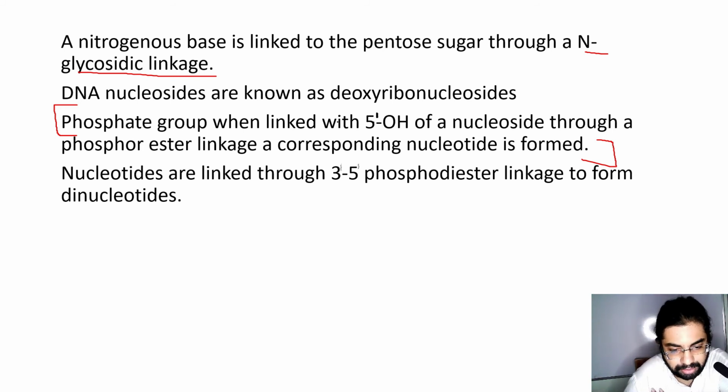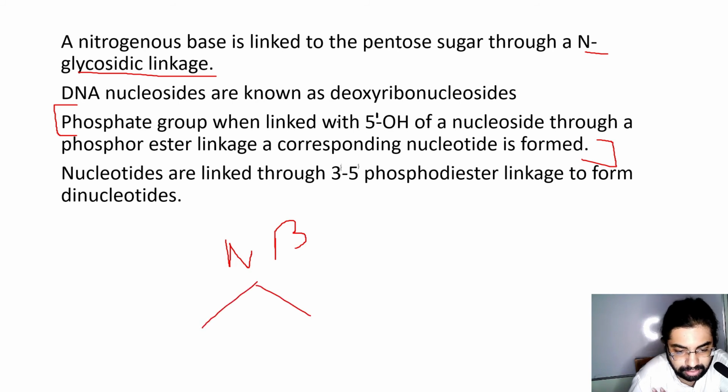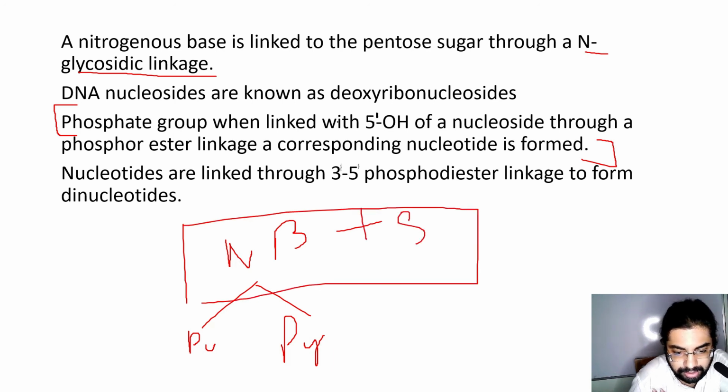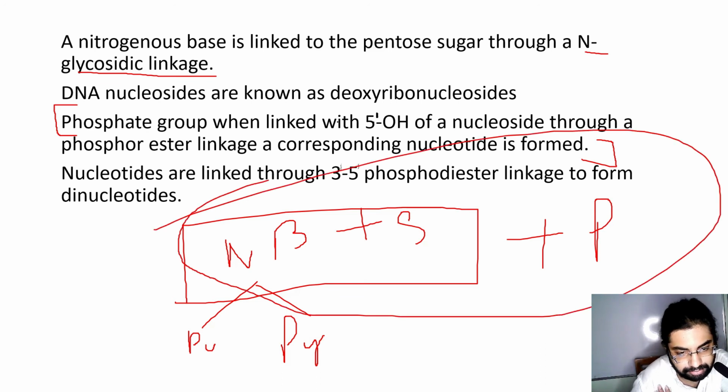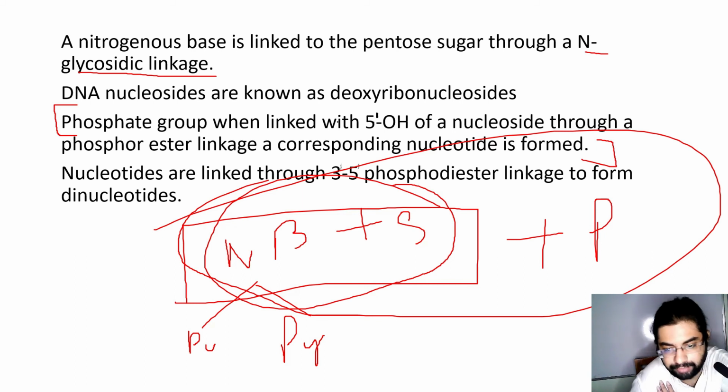So let me explain. Nitrogenous base, which is either a purine or a pyrimidine, plus sugar forms a nucleoside. Now when it attaches to a phosphate group, it becomes a nucleotide. This phosphate group is linked with the 5' position of the nucleoside through a phosphoester linkage. Now nucleotides are linked through 3', 5' phosphodiester linkage to form dinucleotides.